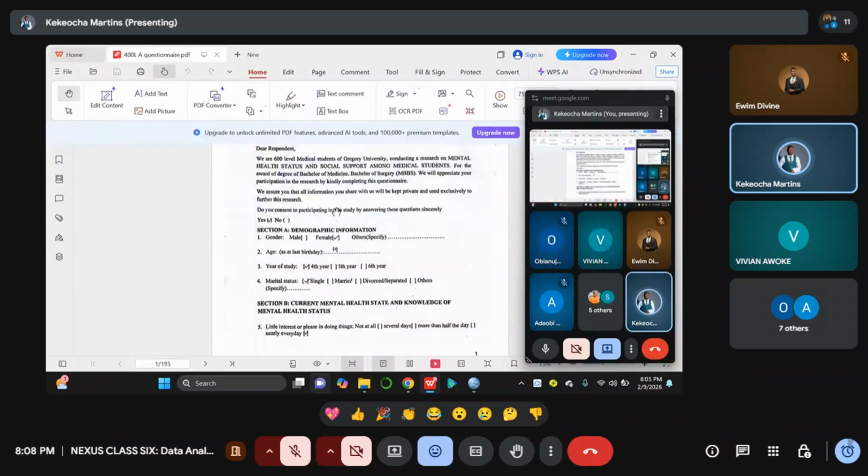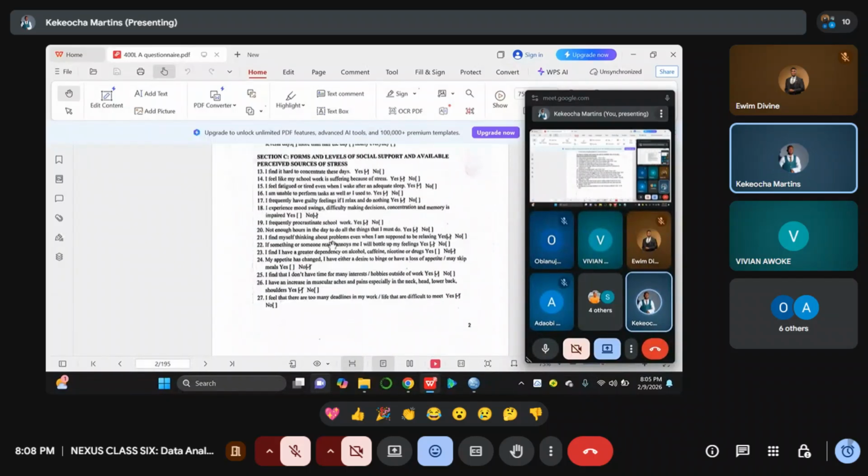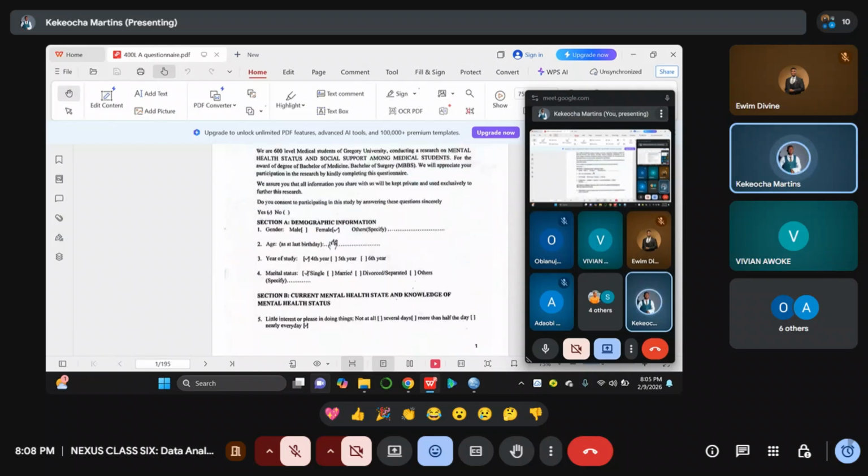This particular copy of the questionnaire was given to a participant in the research to fill. These are the responses gotten from one participant. Under gender, you have female. Under age, you have 19. Under year of study, you have fourth year. Under marital status, you have single.